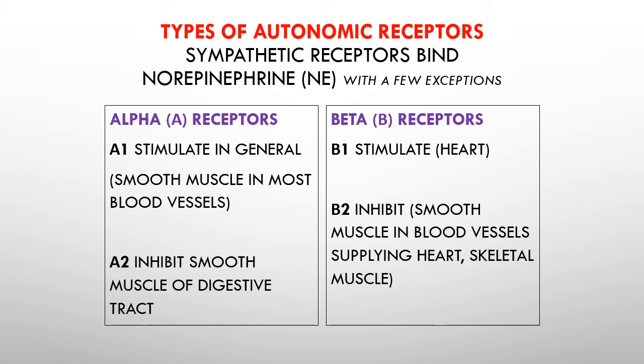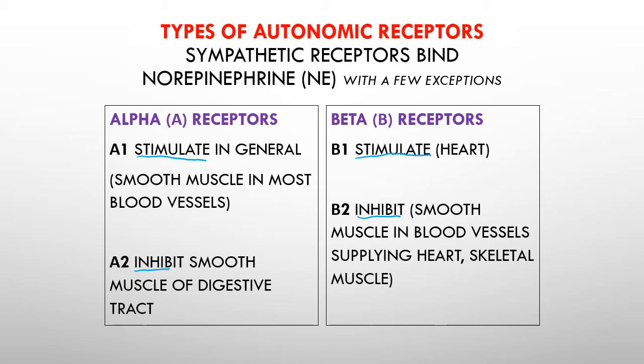Alpha 1s are generally going to be stimulatory, so these are going to be excitatory. So alpha 1s stimulate, and alpha 2s inhibit. Beta 1s also are going to allow for stimulation, and beta 2s then inhibition. We're going to get the excitation of the heart when we have a sympathetic beta 1 receptor, and we're going to have an inhibition when we have a beta 2 receptor.